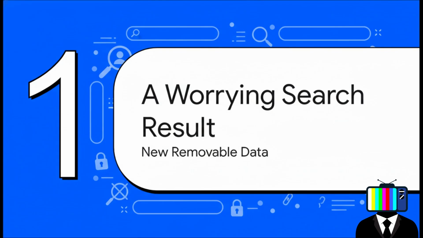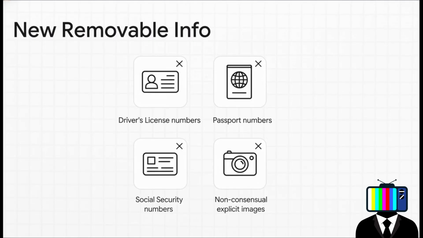All right, first up, let's be crystal clear about what kind of really sensitive data we're actually talking about here. So with this update, we're talking about the big stuff: driver's license numbers, passport numbers, even your social security number. This is a massive expansion because before it was mainly for things like your phone number or home address. And, just as important, it now makes it way easier to remove non-consensual explicit images.